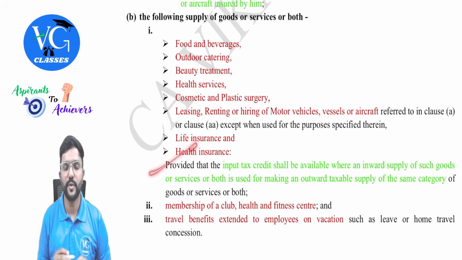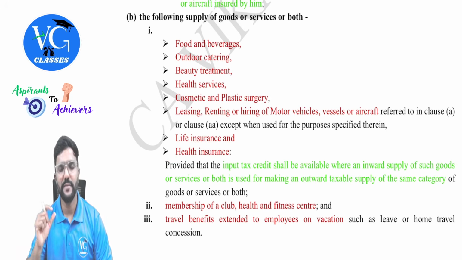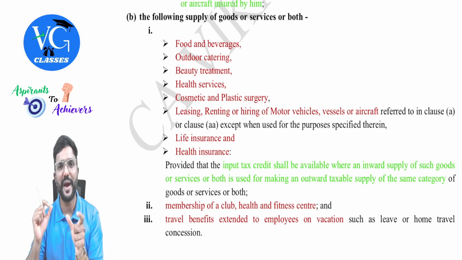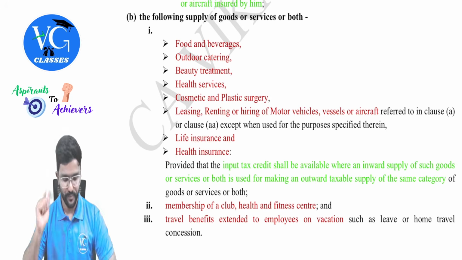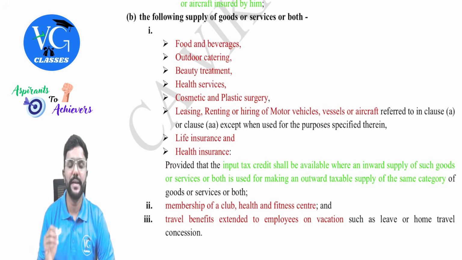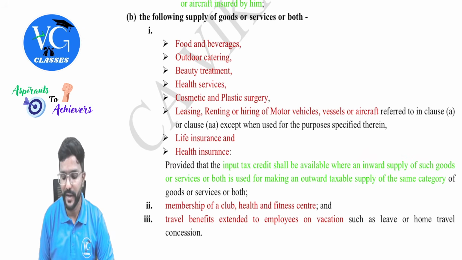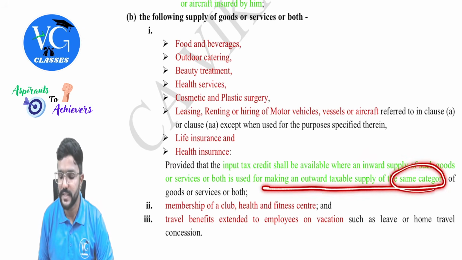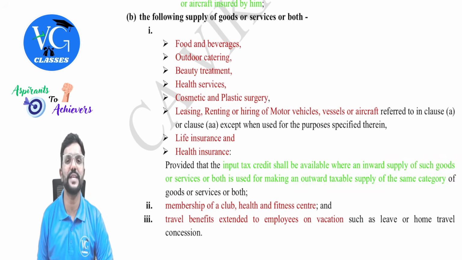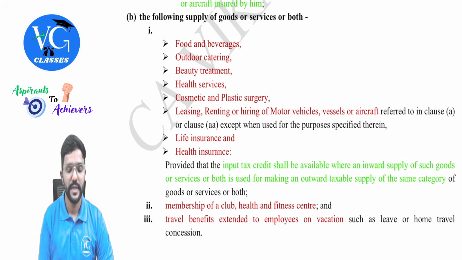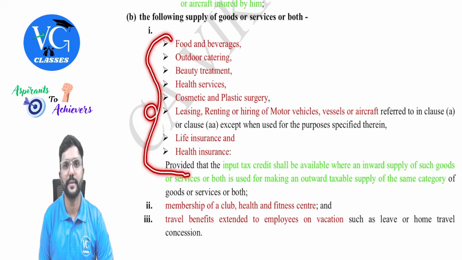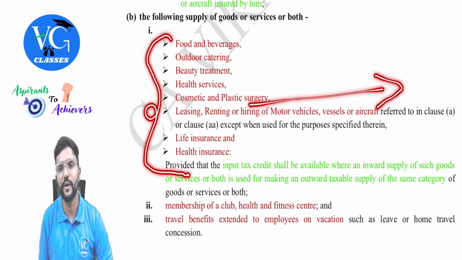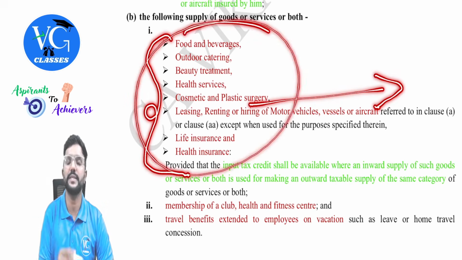However, they have given a proviso. Whenever any paragraph starts with 'provided', it means it is a proviso, guys. Provided that the input tax credit shall be available where an inward supply of such goods or services or both is used for making an outward taxable supply of the same category of goods or services or both. Means if the following is taken as inward supply to provide the same category of outward supply, in that case, can we claim the credit on inward supply?